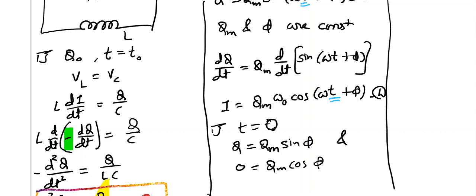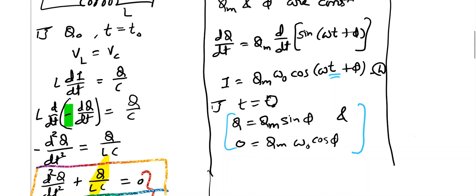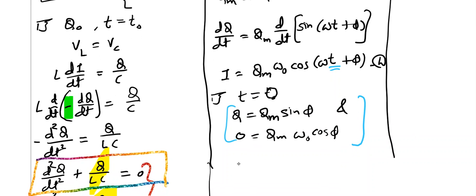Sorry, omega 0, I forgot. So qm omega 0 cos phi. Now I'll not be solving this, but if you solve this too, if you take the ratio, sine by cos will give you 1, and from that you realize that phi is pi by 2, and qm is q0, and that is very true.